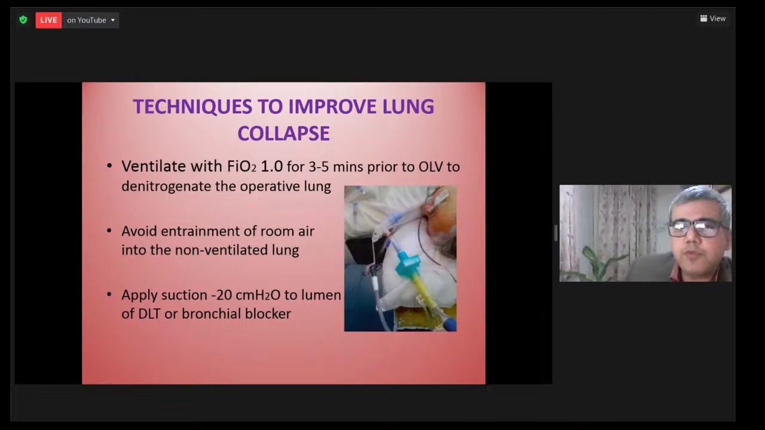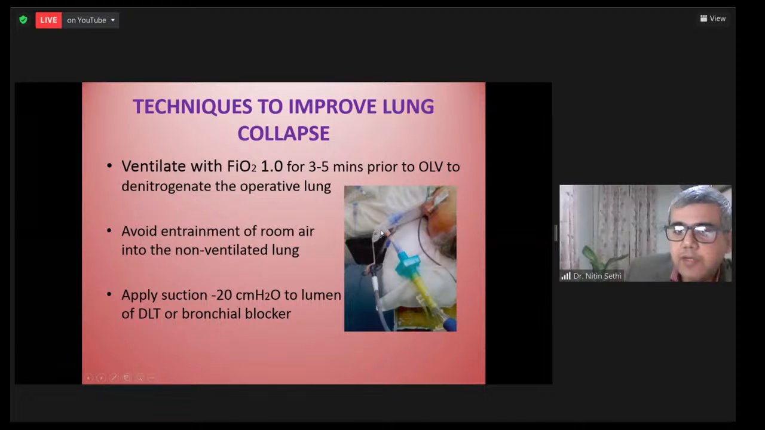So what maneuvers can we do to improve the lung collapse? Prior to starting one lung ventilation, you can basically denitrogenate the operative lung by ventilating at a FiO2 of 1 for 3 to 5 minutes prior to OLV. It is so that you avoid entrainment of air through the non-ventilated lung.